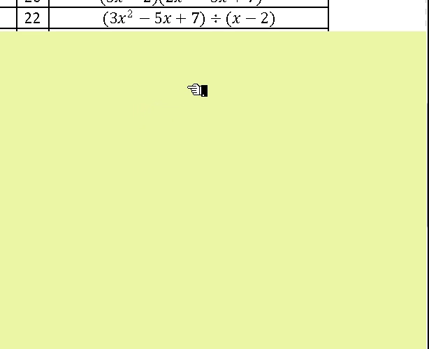In number 22, we're dividing. So let's write this like an ordinary division, x minus 2 divided into 3x squared minus 5x plus 7. And we start by dividing x into 3x squared, and we get 3x.